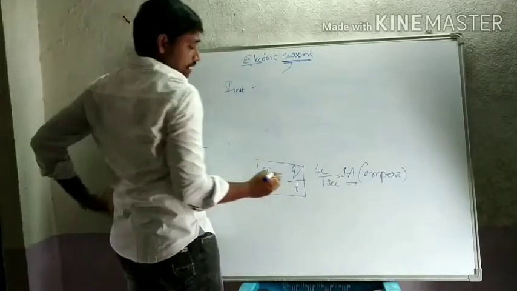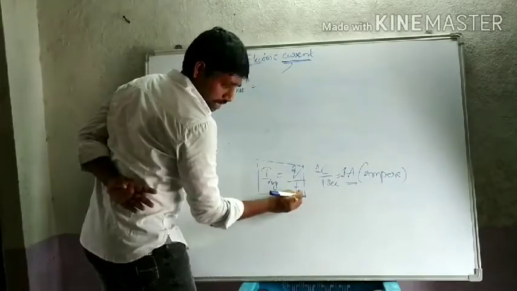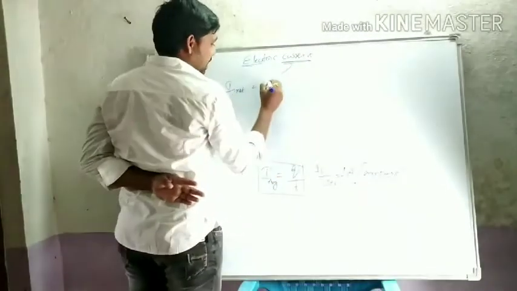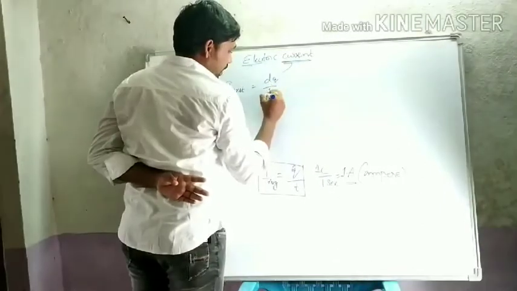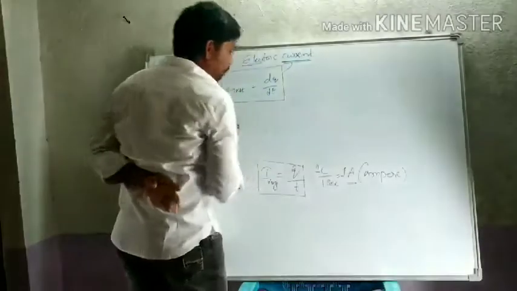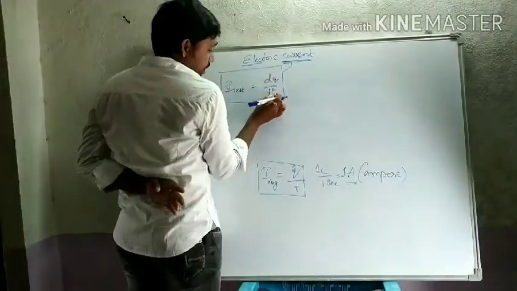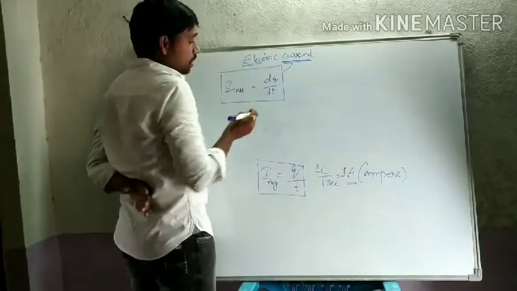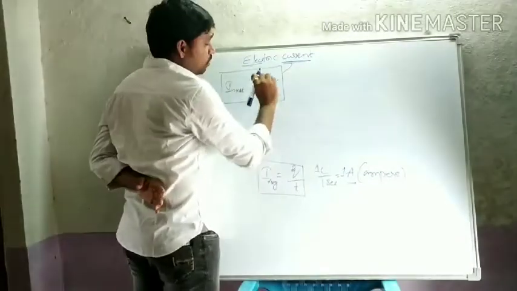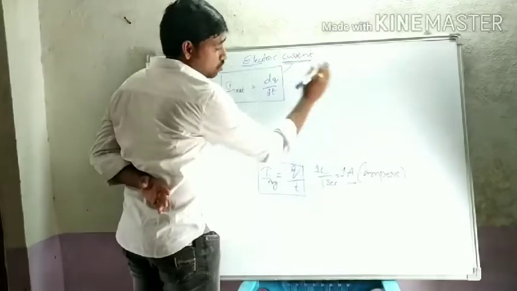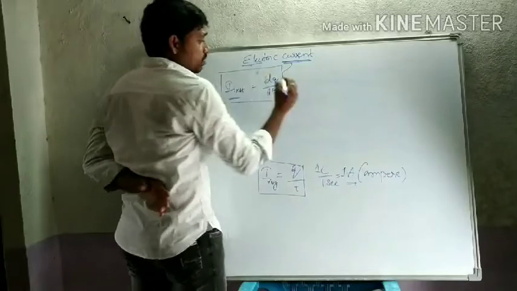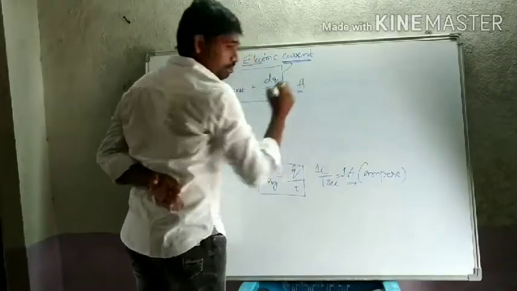is when, in a very short interval of time, the Q charge crosses through the cross section area, then we call it instantaneous current, that is dq upon dt. So instantaneous current is written in differential form, that is, when in a short interval of time the charges flow from one point of a conductor to another point of a conductor, then we call it an instantaneous current. Its unit is also the same, ampere.